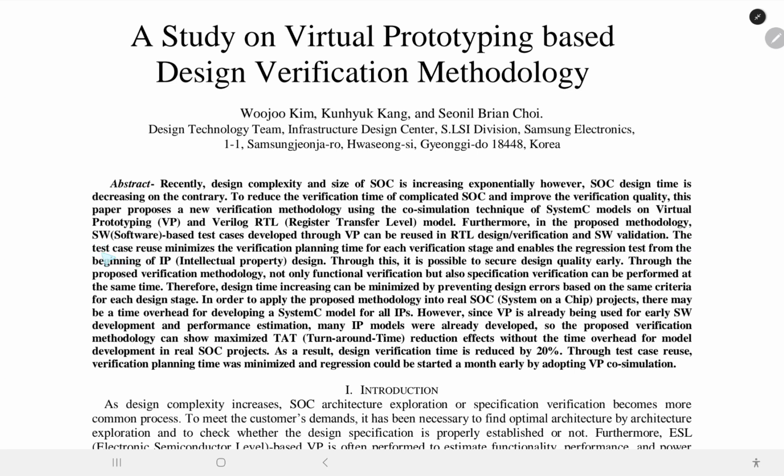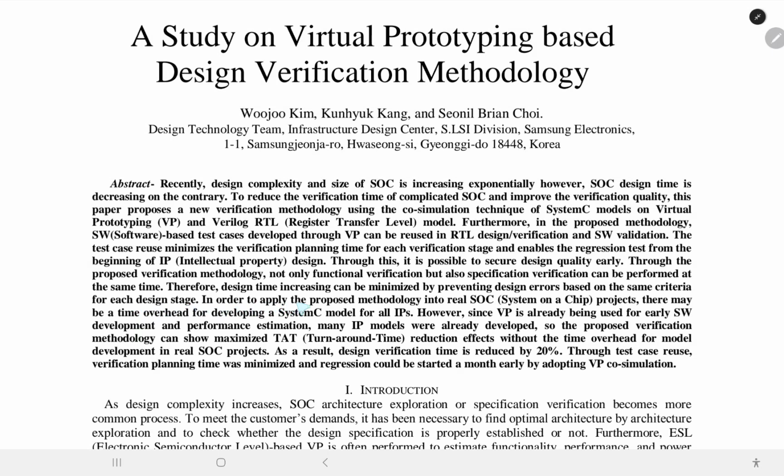This test case reuse minimizes the verification planning time for each verification stage and enables the regression test from the beginning of IP, intellectual property design. Through this, it is possible to secure design quality early. Through the proposed verification methodology, not only functional verification, but also specification verification can be performed at the same time. Therefore, design time increase can be minimized by preventing design errors based on the same criteria for each design stage.